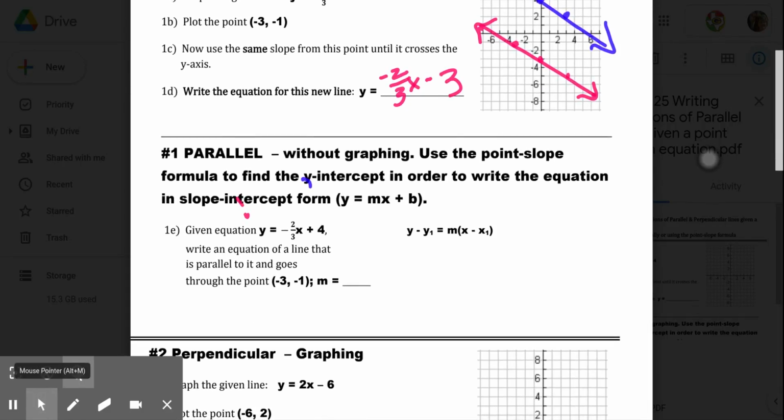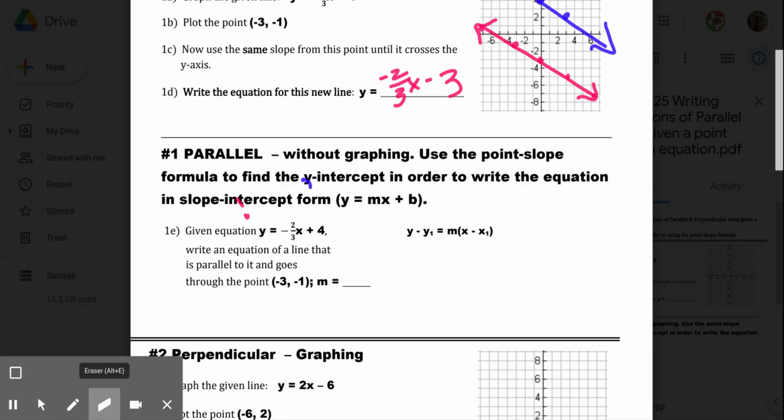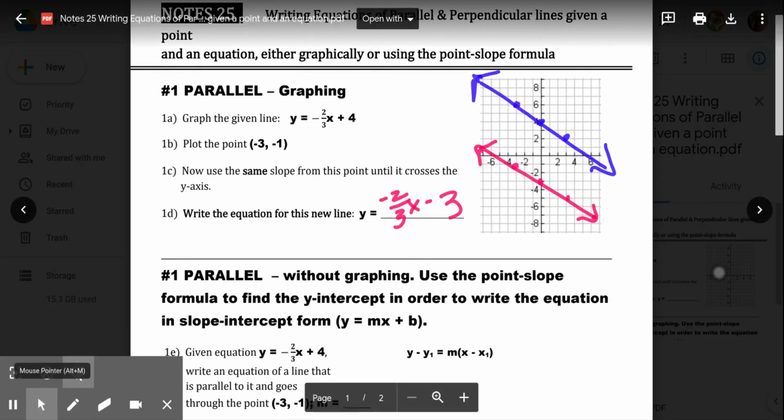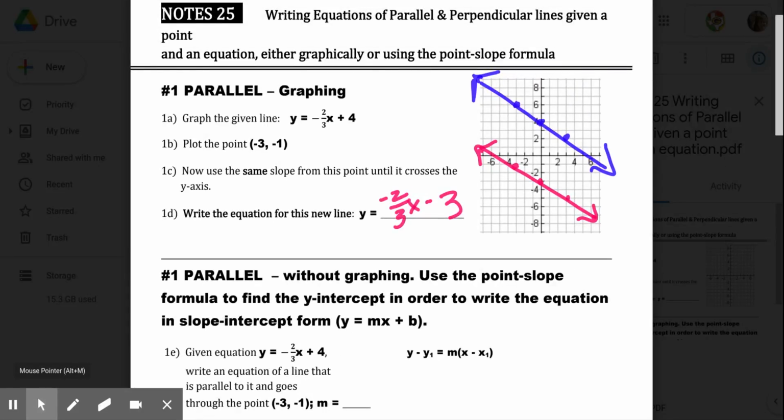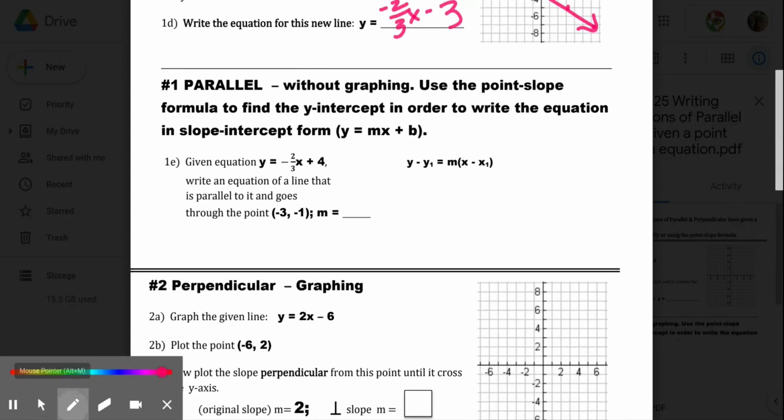All right, let's go ahead and take a look at the other one. It says without graphing, use the point slope formula to find the y-intercept in order to write the equation in slope-intercept form, y equals mx plus b. So given an equation, y equals -2/3 x plus 4, which is the very first equation that we used up here on 1a, now what they're wanting us to do is write an equation of that line that is parallel to it and goes through the point -3, -1. So remember, our slope's going to be the same. So it's going to be -2/3.